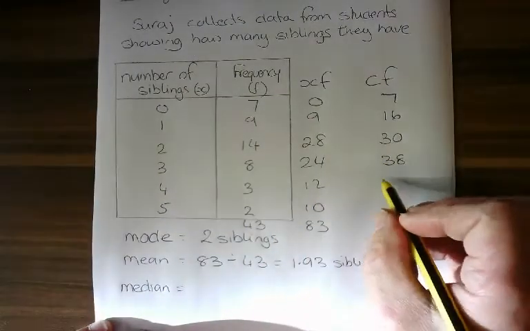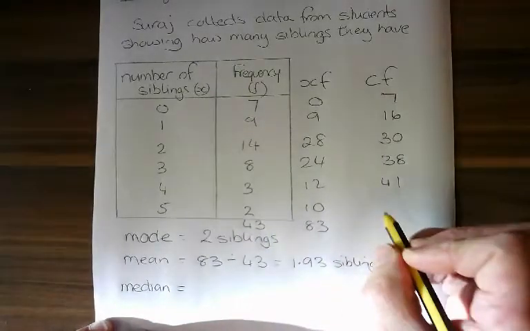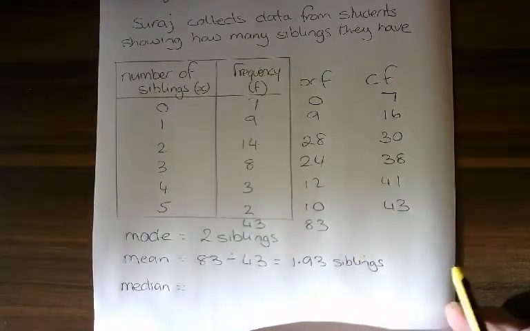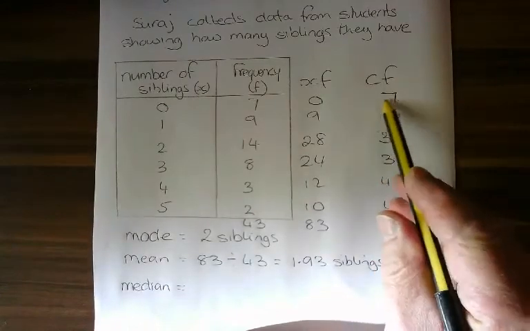38 plus 3 is 41. And 41 plus 2 is 43. Okay, so this is what we call a cumulative frequency. What I'm going to do now is fill in the positions of the numbers.